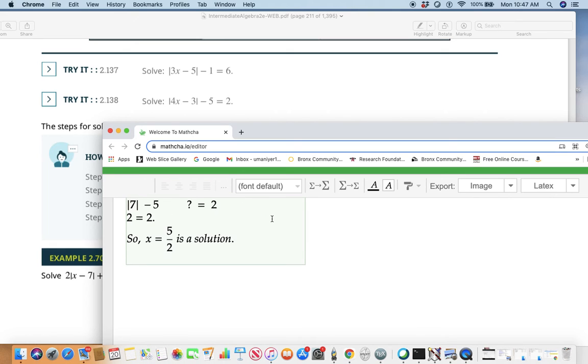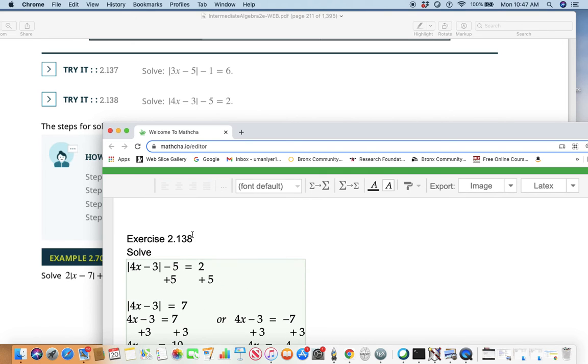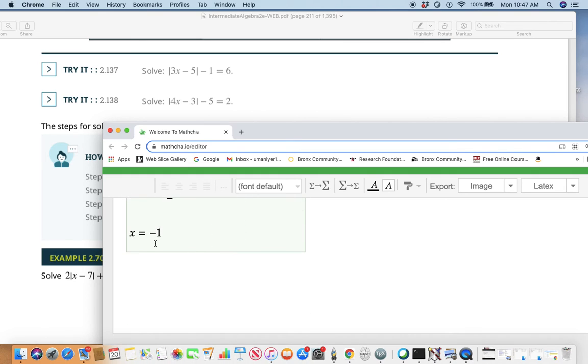The other thing we want to check is negative 1. Don't forget, you have two proposed solutions. Now you are checking x equals negative 1. In your equation, absolute value 4x minus 3, minus 5 is 2. So you want to check whether this is equal when x is negative 1. Don't forget parentheses. So that tells me absolute value 4 times negative 1 is negative 4. Add a minus 3, minus 5. Question, equals 2.